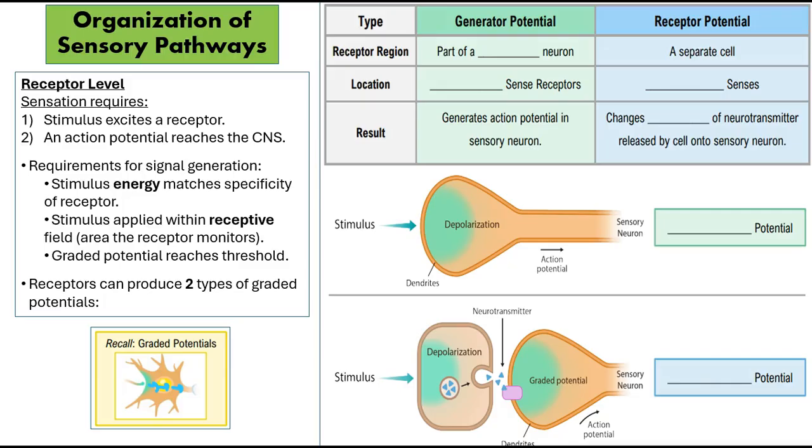Okay, so what are the requirements for that signal generation? It needs energy, and guess what? The stimulus energy has to match the specificity of the receptor. So for example, if I have a stimulus here, and that stimulus is going to be pressure.